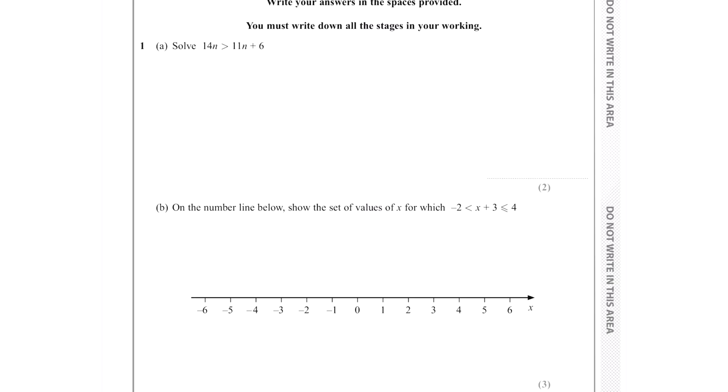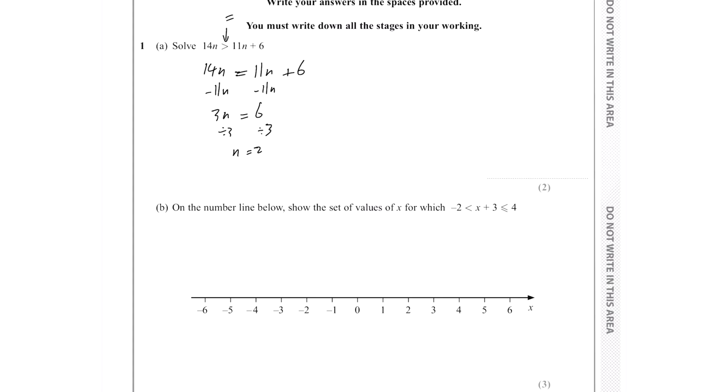14n is greater than 11n plus 6. If it makes your life easier, instead of the inequality, you can treat it as an equal sign for now. So 14n is equal to 11n plus 6. We can subtract 11n from each side. That gives us 3n is equal to 6. We can divide each side by 3. That gives us n is equal to 2.